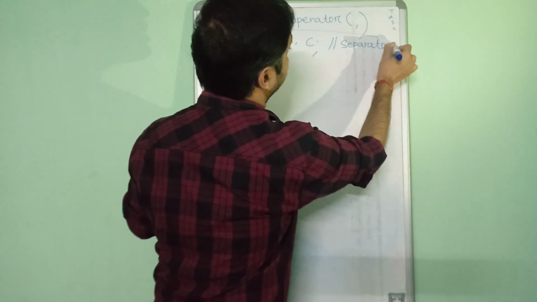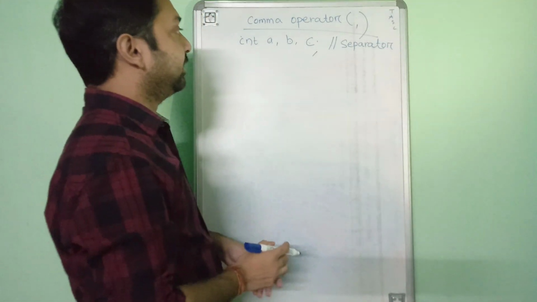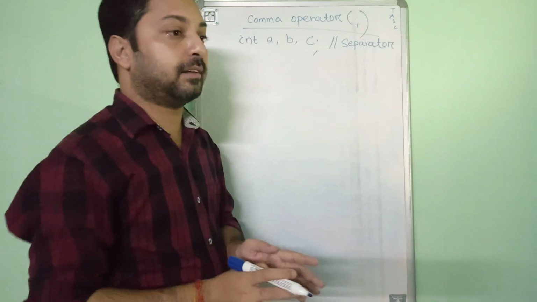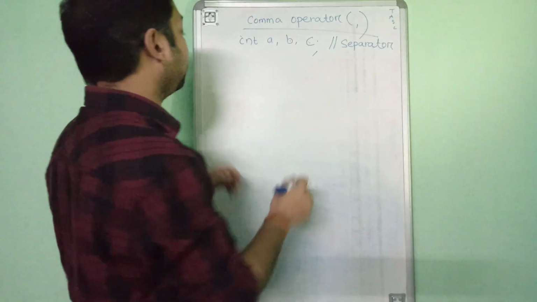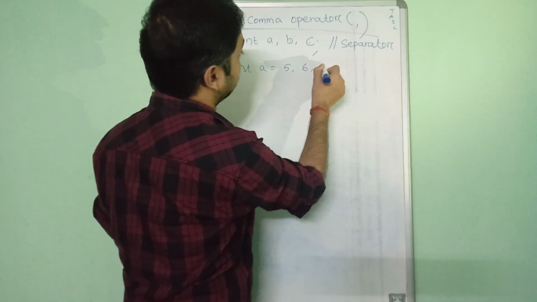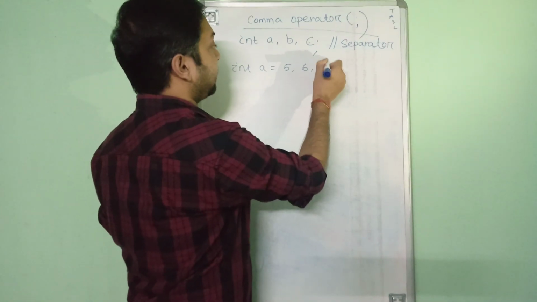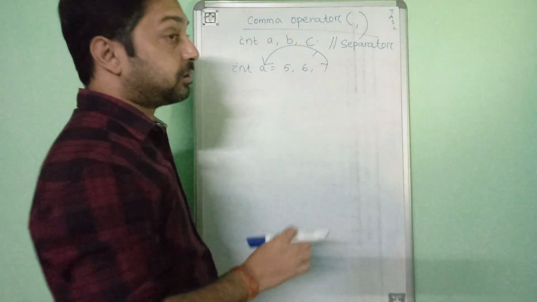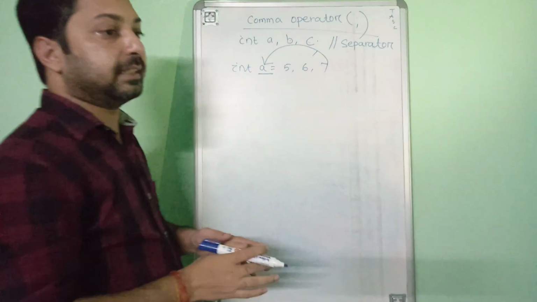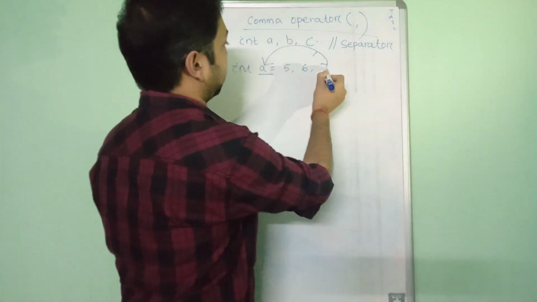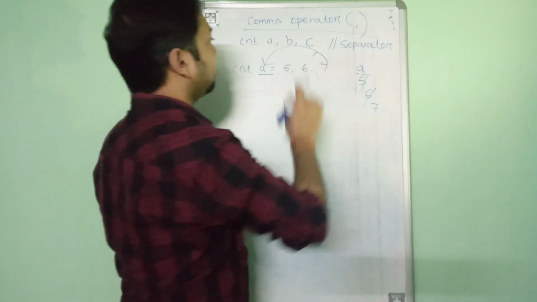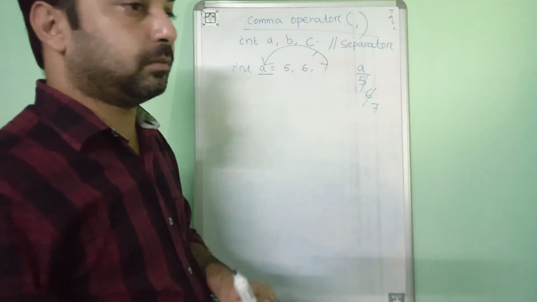Second, it can separate definitions. Then third, suppose I am writing here int a equals to 5, 6, 7. In this case, the rightmost operand is always assigned to the variable if we are using the comma operator. With 5, 6, 7, that means a is initially 5, then 6, then 7. In this case, the last value will be assigned.